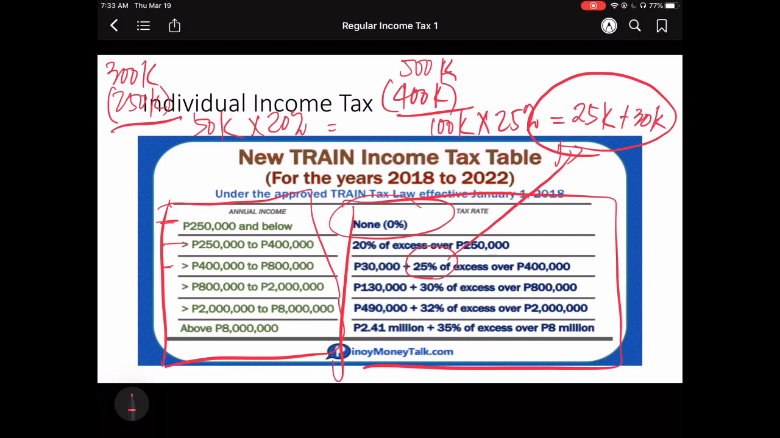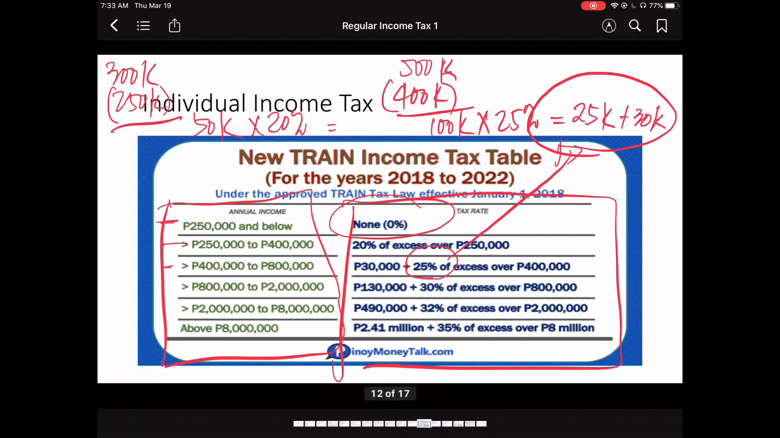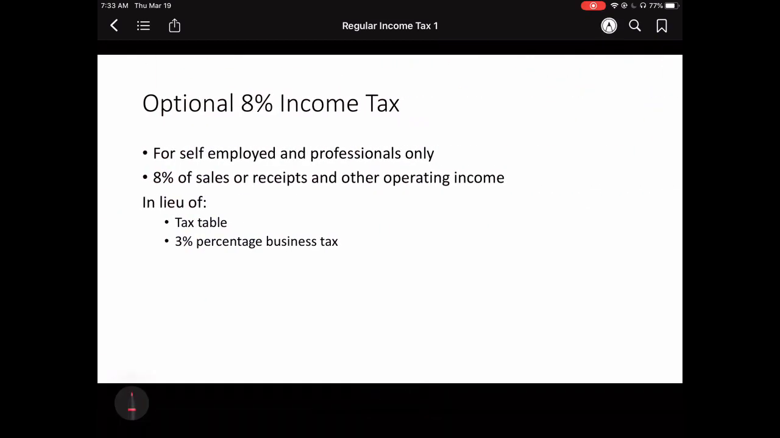So, it is based on a table. It is in tabular form. Now, before we go to the corporation, there is what is called the optional 8% income tax. This optional 8% income tax is applicable only for individuals, but only for those who are self-employed and professionals, or meaning, those who are engaged in business.